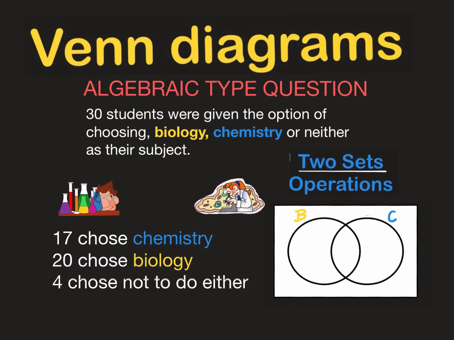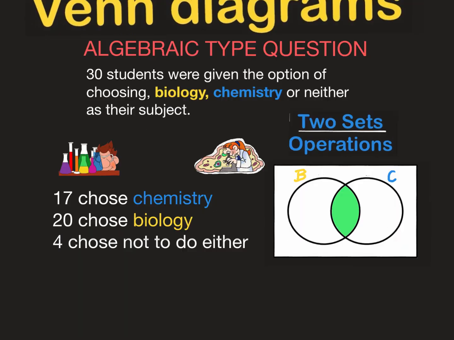We will use Venn diagrams to solve this problem where we have 30 students and they're given an option of choosing biology, chemistry, or neither as their subject. Now, it must be pointed out here that a student might choose biology and chemistry, and as soon as I use the word "and" in biology and chemistry, you'll know that what we're looking for is the intersection of these two sets. Now, we do know in our data that we have a universal set containing 30 students.